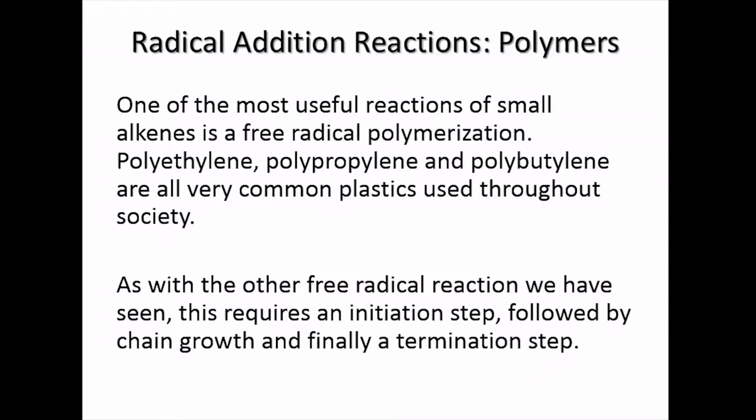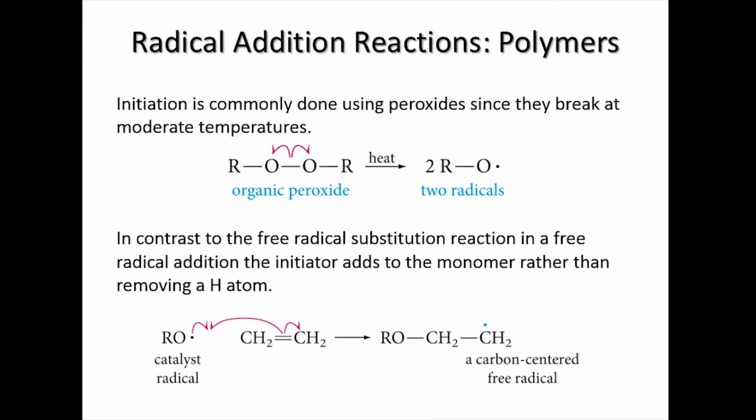So alkenes can also undergo radical addition reactions. And this is used in the formation of synthetic polymers. Let's take a look at this. We're going to need an organic peroxide. That's a species with an oxygen bonded to an oxygen. Typically it's t-butyl peroxide or benzoyl peroxide.